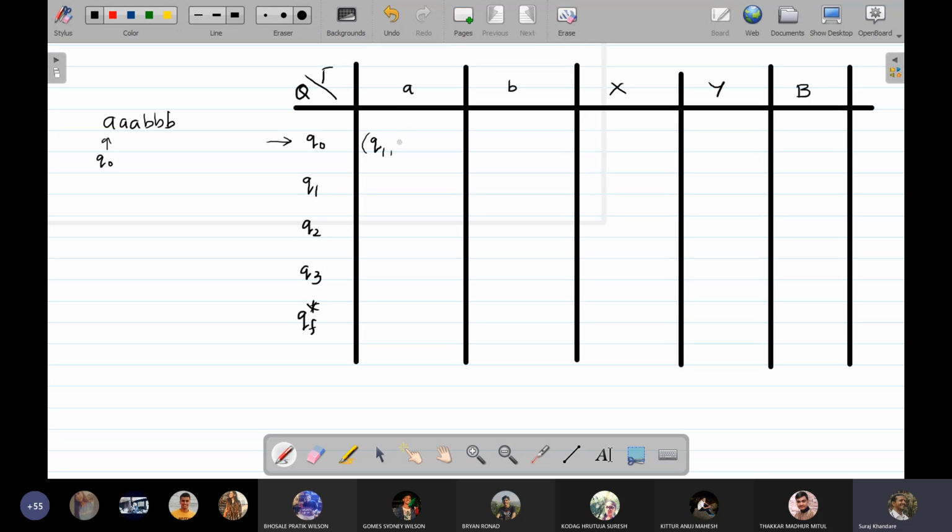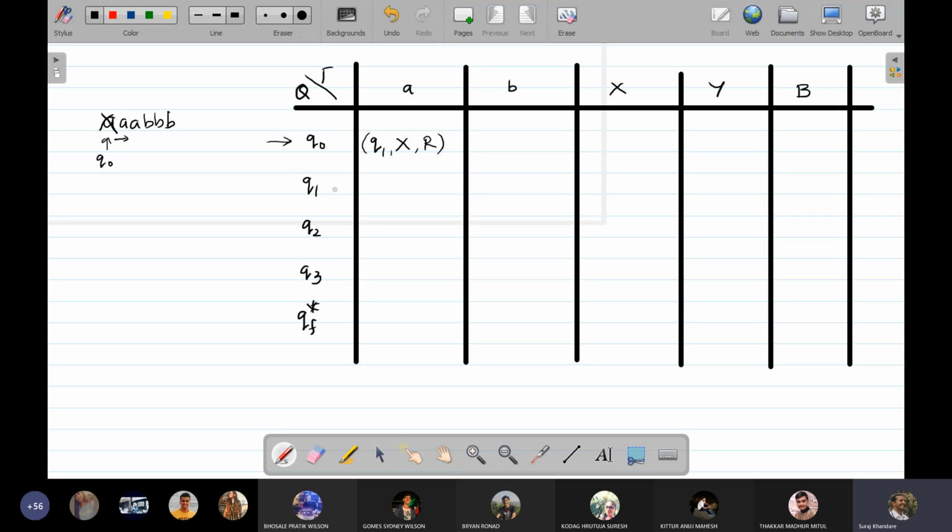We don't keep A as it is. We change A to X. And then we keep moving to the right. Are you getting this? Q0, when we get A as the input, we change the state to Q1, make A as X and start moving to the right.